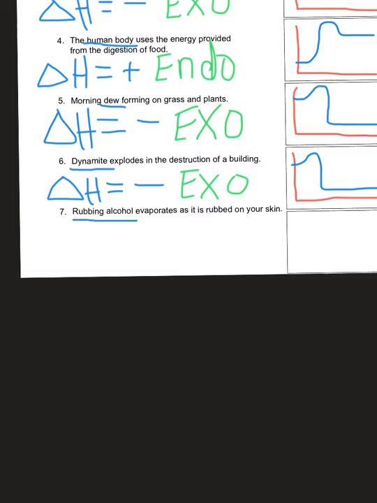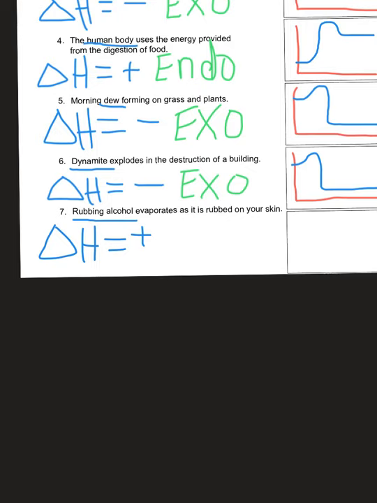Rubbing alcohol evaporates. So we're talking about a phase change. During a phase change, we are going from a liquid to a gas, right? When something evaporates, it goes from a liquid to a gas. So does the liquid have to absorb heat in order to do that, or does it have to release heat in order to do that? Absorb. Where do you suppose the heat is coming from that the alcohol is absorbing?